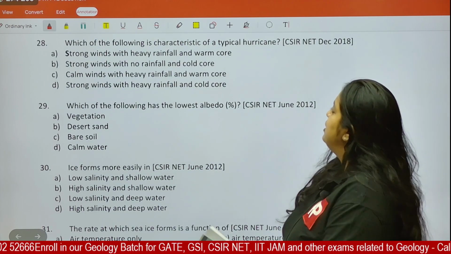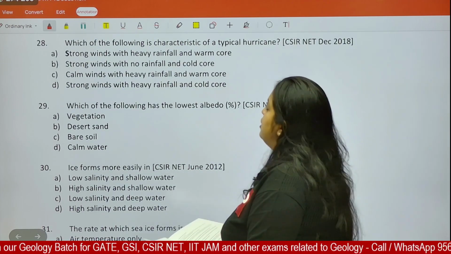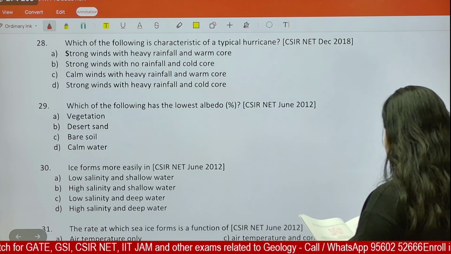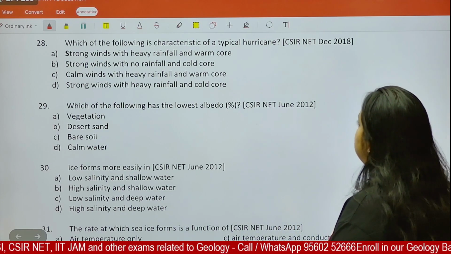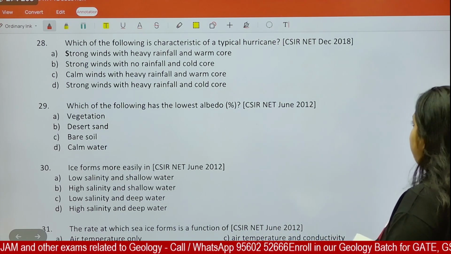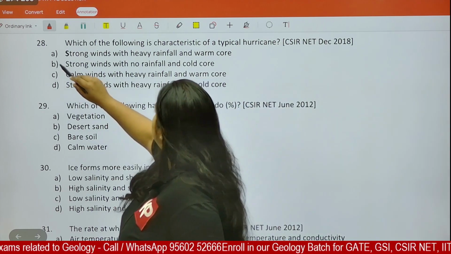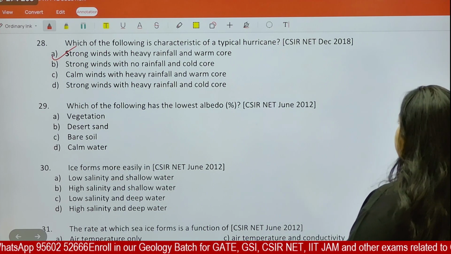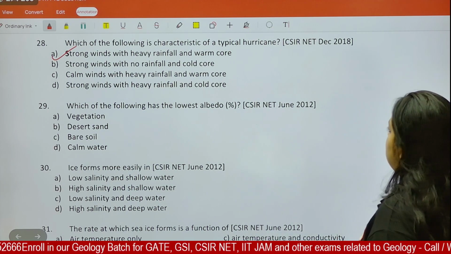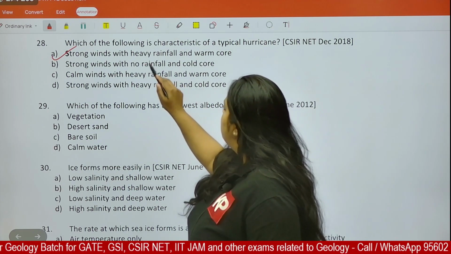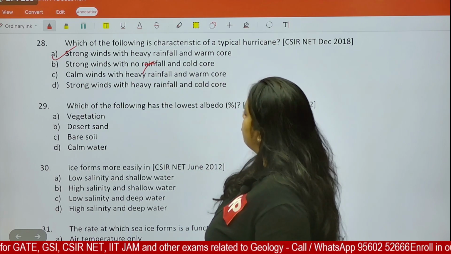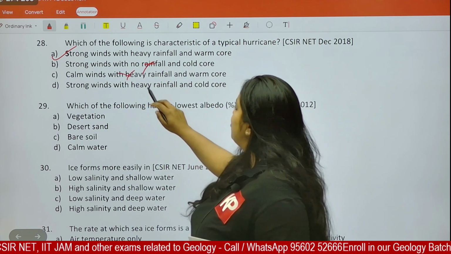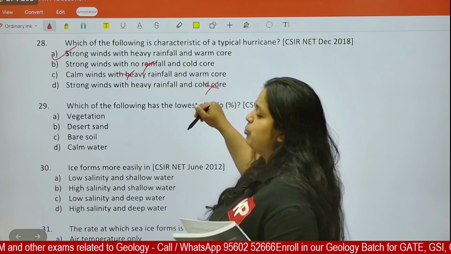Which of the following is characteristic of a typical hurricane? When it comes to a typical hurricane, strong winds with heavy rainfall and warm core. This itself is a typical characteristic of a hurricane. There will always be heavy rainfall and strong wind, and a warm core, not a cold core. Warm core always.